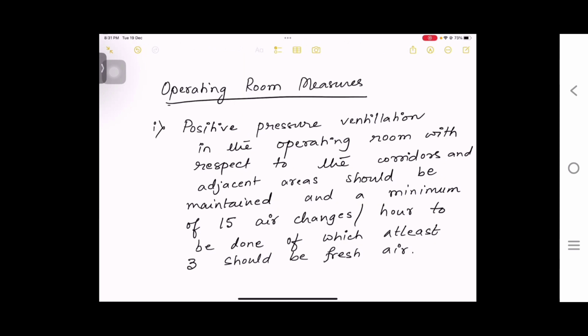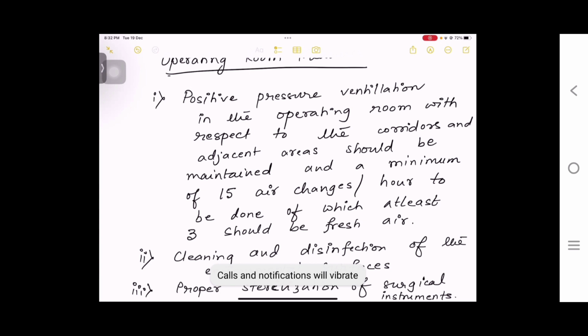Now, what are the operating room measures? First, positive pressure ventilation in the operating room with respect to the corridors and adjacent areas should be maintained, and a minimum of 15 air changes per hour to be done, of which at least 3 should be fresh air. Second thing is cleaning and disinfection of the environmental surfaces. And third, in the operating room, there should be proper sterilization of surgical instruments, and that is needless to say.